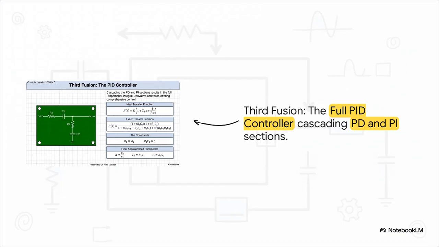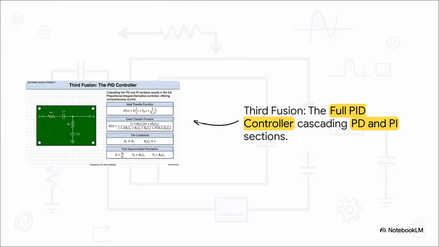Okay, let's methodically step through the climax of this lecture. Here is our third fusion, the PID controller. The circuit board now features resistor R1 in parallel with capacitor C1, which feeds into resistor R2 in series with capacitor C2 going to ground. Let's look at the exact transfer function, and don't worry, we aren't skipping a single variable here.